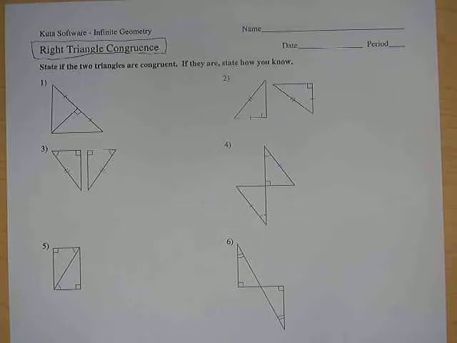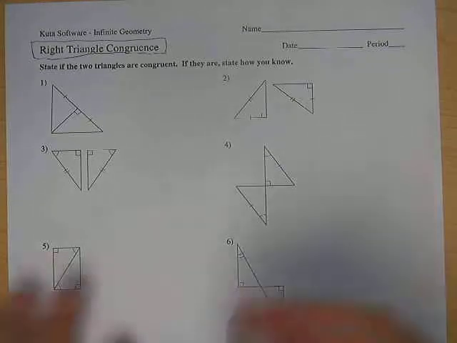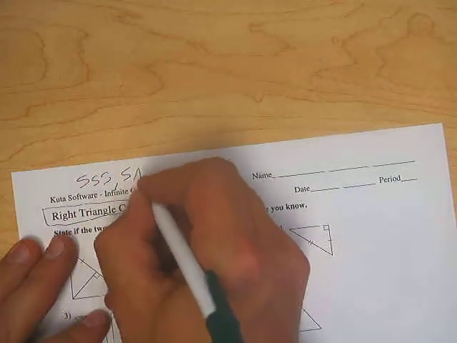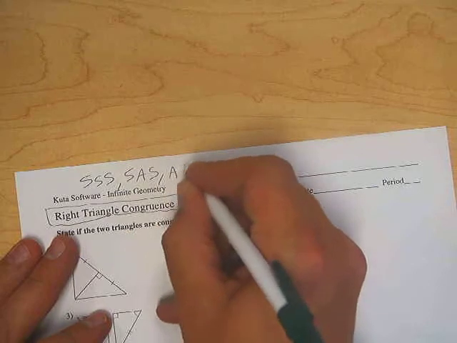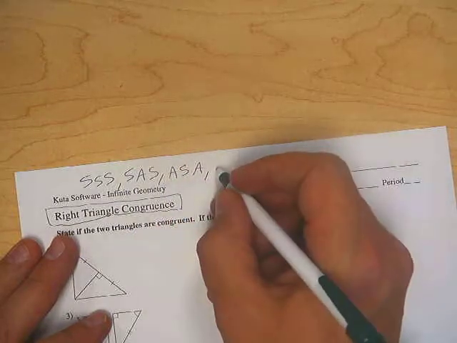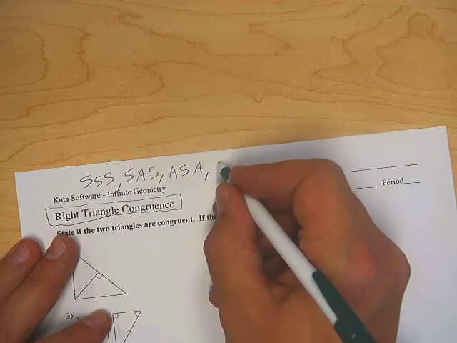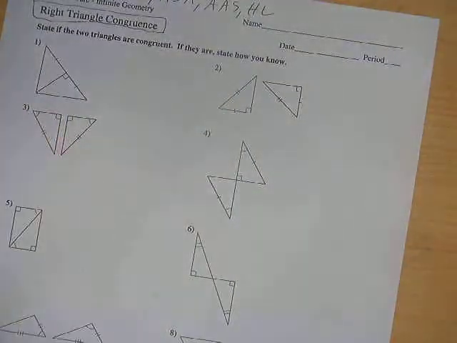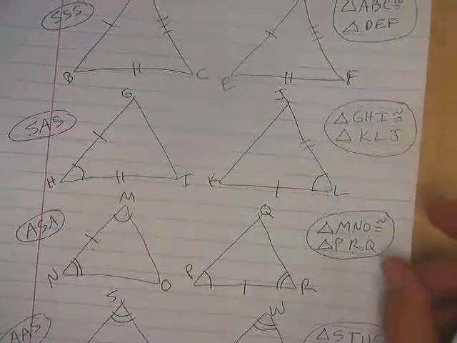So remember, we have side, side, side; side, angle, side; angle, side, angle; angle, angle, side; and hypotenuse, leg. That should have been in your notes. You should have that, but just in case you do not, here are some samples.